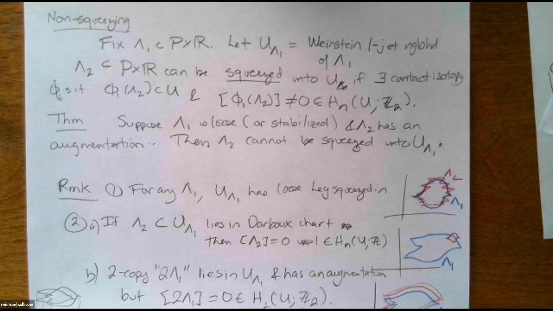But I would say that the main point is that lambda 2 can be inside a neighborhood of lambda 1, but it doesn't have augmentations, but it still might be non-trivial, and the homology class is 1. So there are such examples. Those are all in this paper you put up? The examples, yeah, I think the examples are there. They're based off Mark McLean's work, I would say. Yeah, but it's in there.